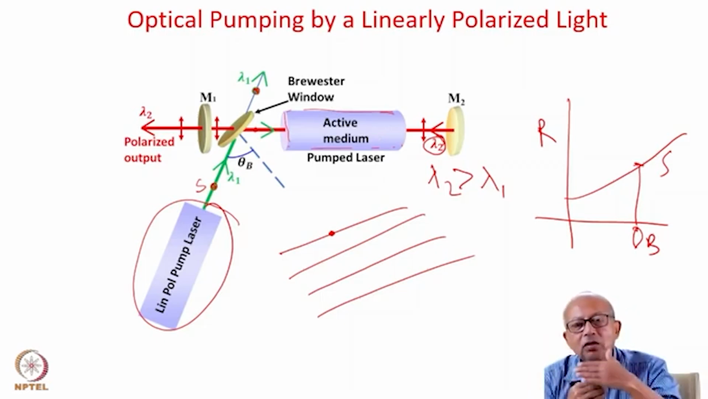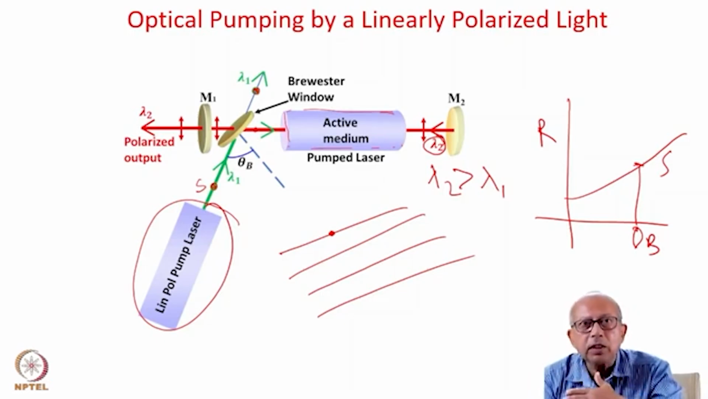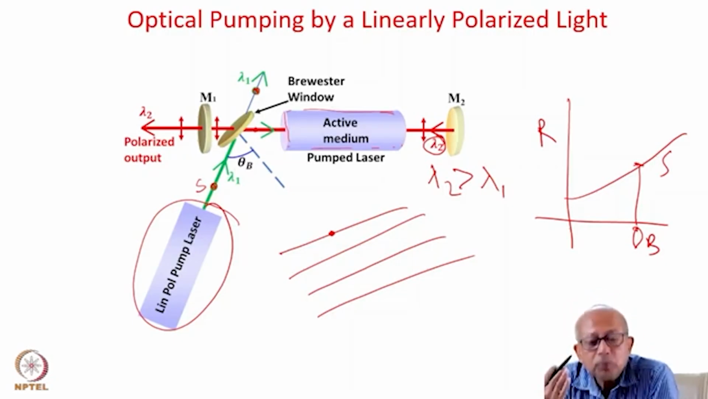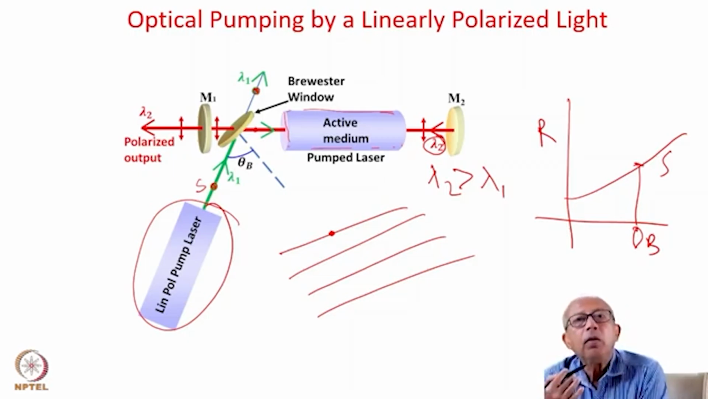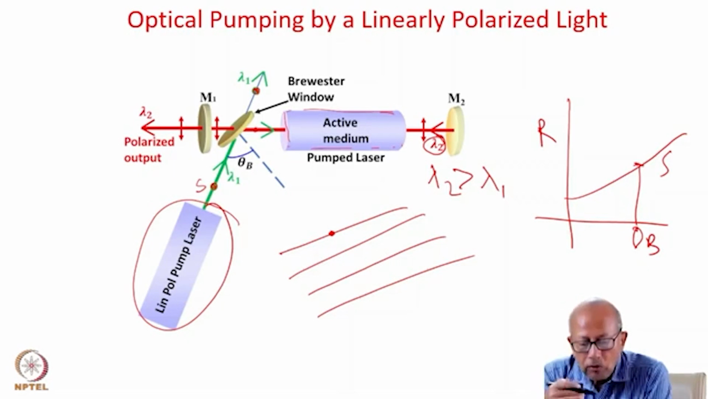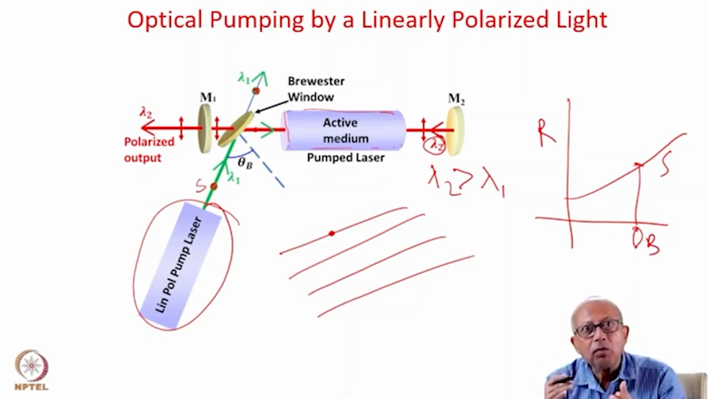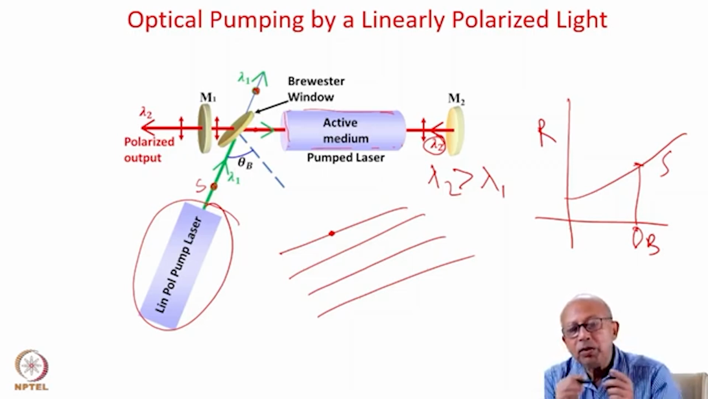First there will be spontaneous emission, and stimulated emission will be seeded by that spontaneous emission. Spontaneous emission gives out light of random polarization. So the light emitted by spontaneous emission will have random polarization, which means it will have both P and S components.